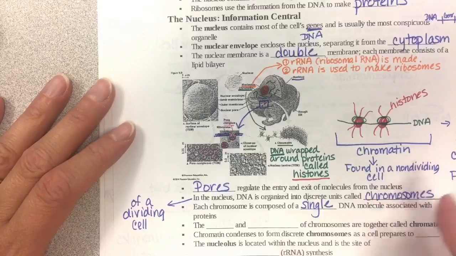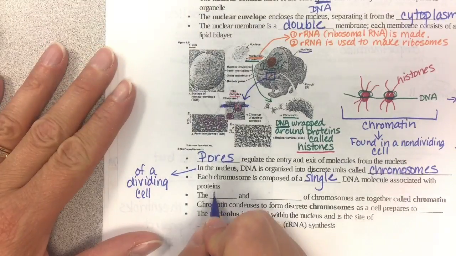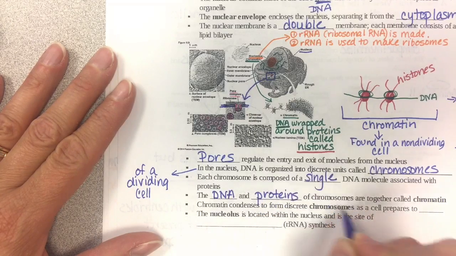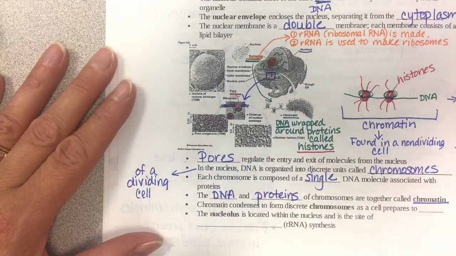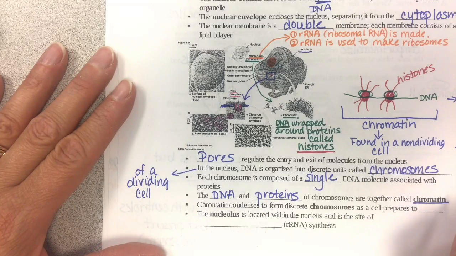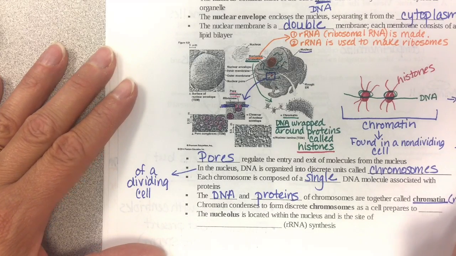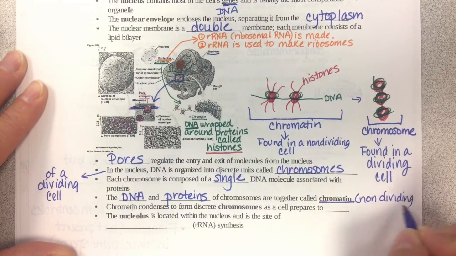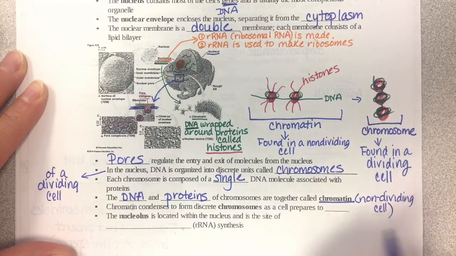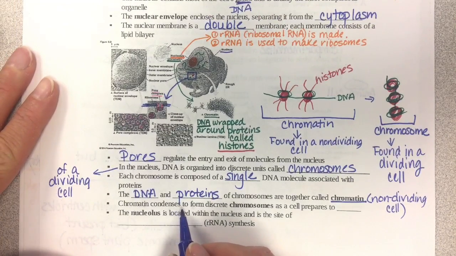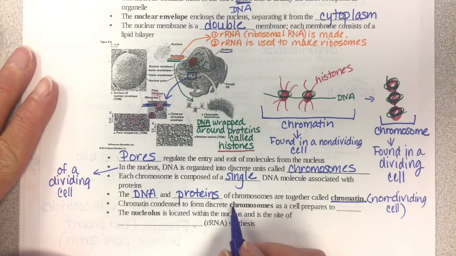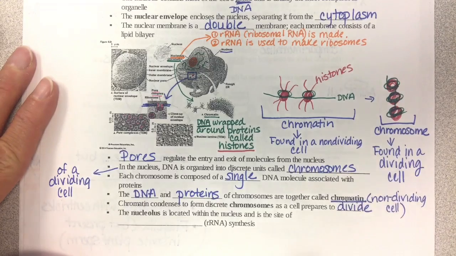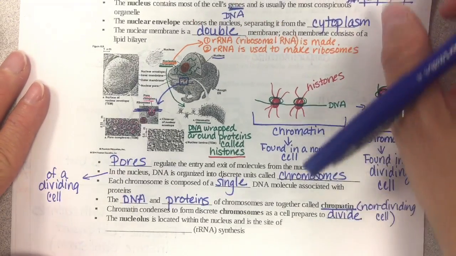Before they condense, the DNA and the proteins of chromosomes are called chromatin. The chromatin is found in the non-dividing cell. The chromatin condenses to form discrete chromosomes as the cell prepares to divide. So that's in the dividing cell.